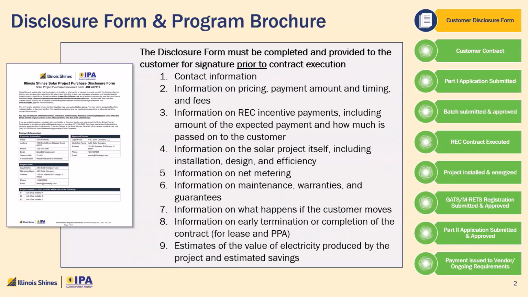First is the disclosure form and program brochure. The disclosure form includes important information to the customer on their solar contract and must be completed and provided to them for signature prior to contract execution. We have several different disclosure forms in the Illinois Shines program, including 3 DG forms and 1 for community solar. Each form contains contact information, information on pricing, and any kind of information related to the solar project.